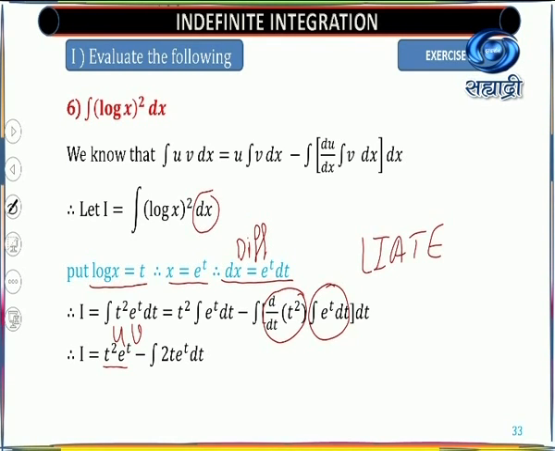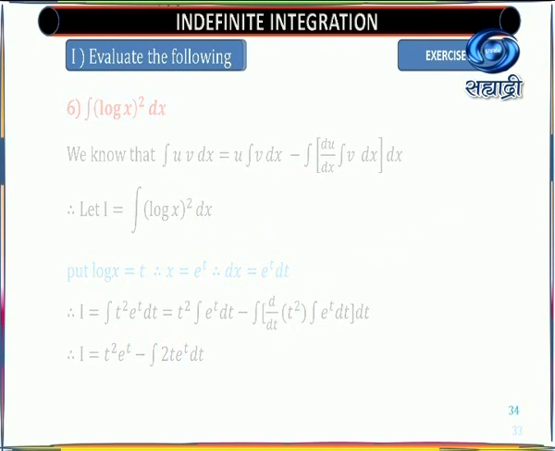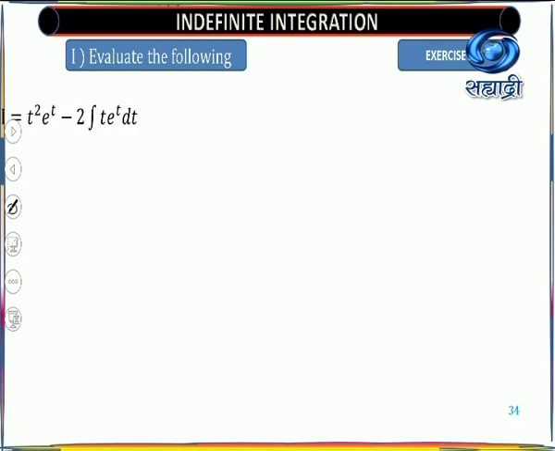Now what is the derivative of t square? You will get 2t and e raised to t dt. Again you will take 2 common, or you can take it out of the integral sign, because it is a constant. And again use the same formula. I told you, you are able to use this formula many times in one example. So first term as it is, t square e raised to t, and 2 is out of the integral sign, t e raised to t dt.